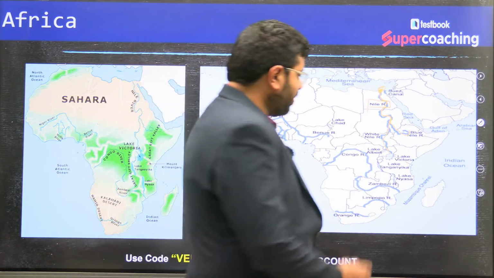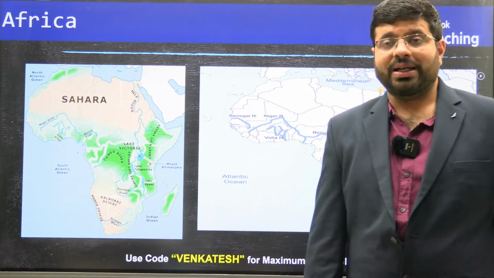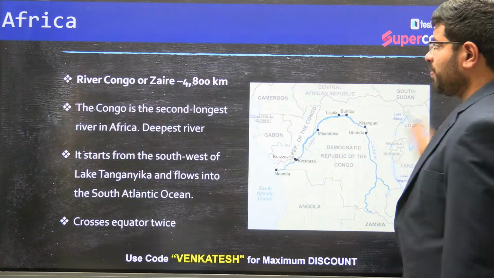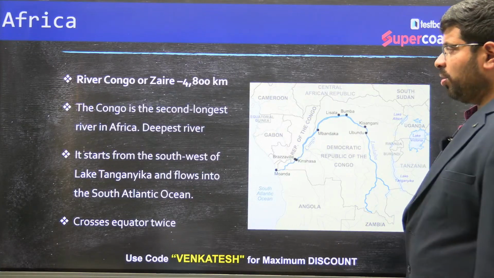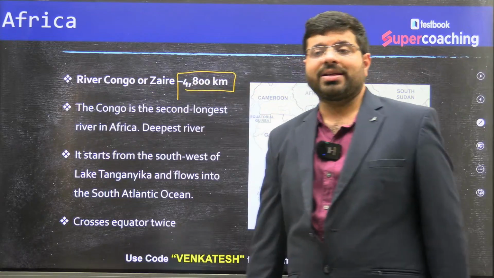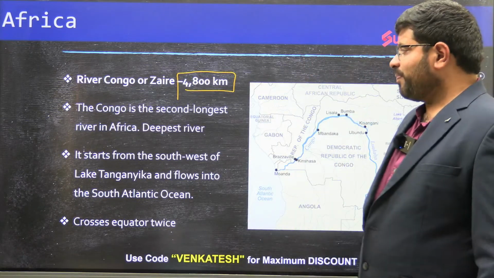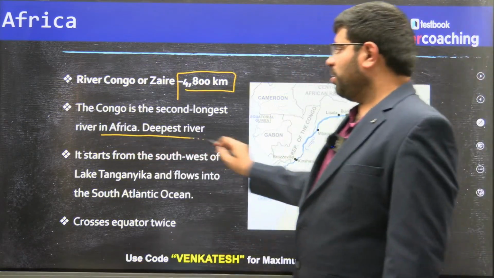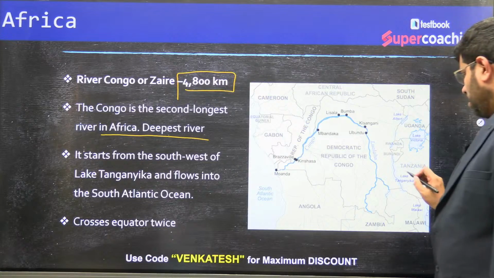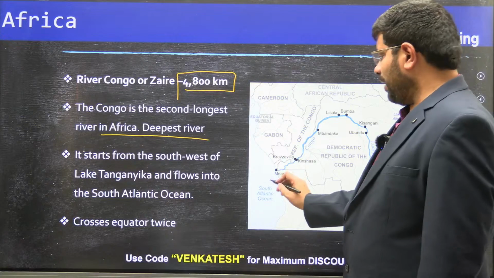Similarly, another prominent river you have, River Congo, cuts across the equator twice. That is the uniqueness of Congo. So let us understand certain things. We can start with River Congo, or Zaire. You see the length, 4,800 kilometers, almost double of our mighty Ganga. Such a huge river. It is the second longest river in Africa and the deepest river. It starts from the southwest of Lake Tanganyika and flows into the Atlantic Ocean.